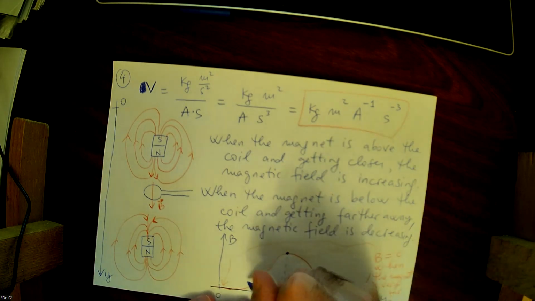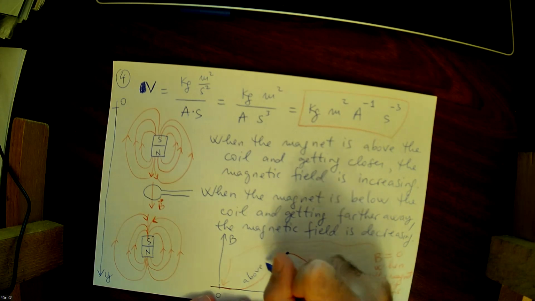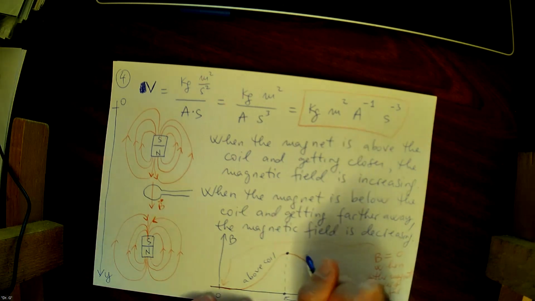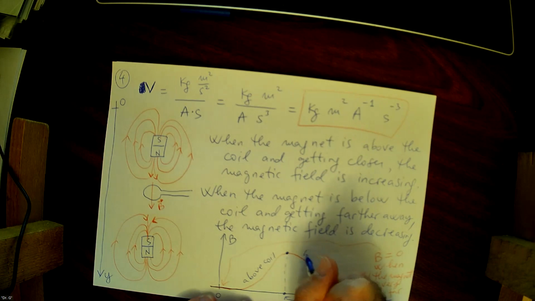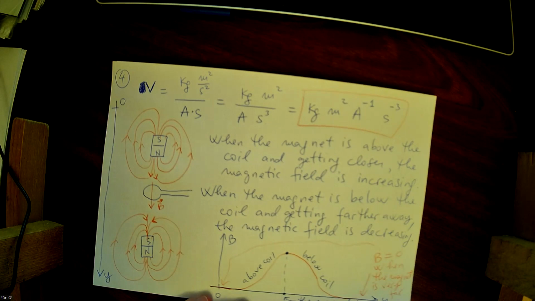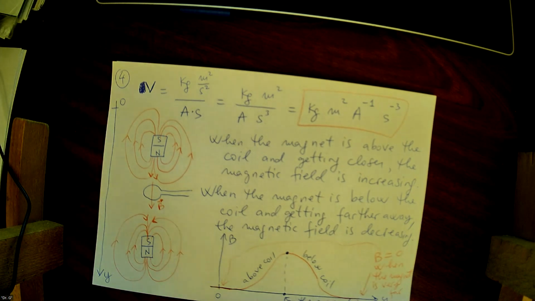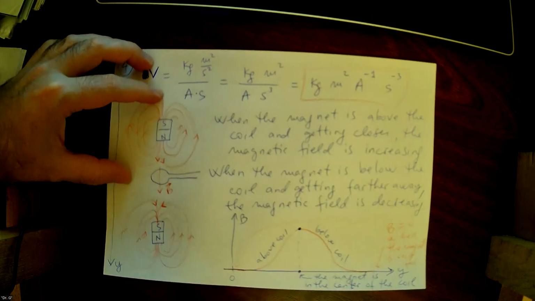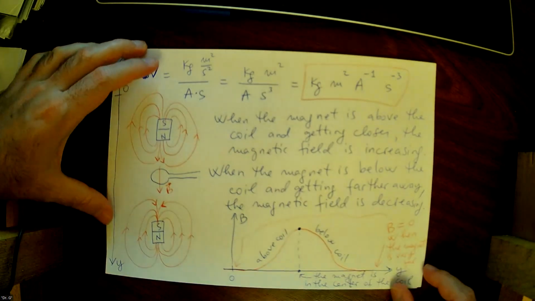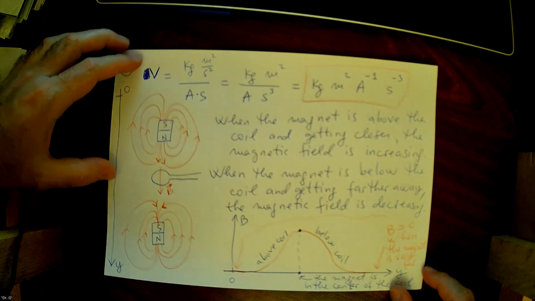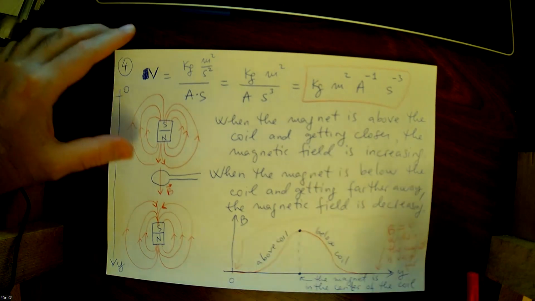So here it is above the coil, and here it is below the coil, moving away. And if we take the derivative of this, we can find the EMF, the induced voltage.